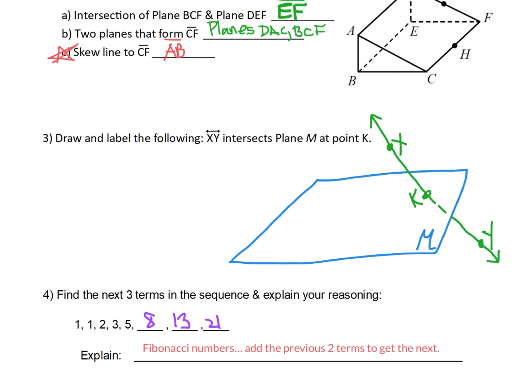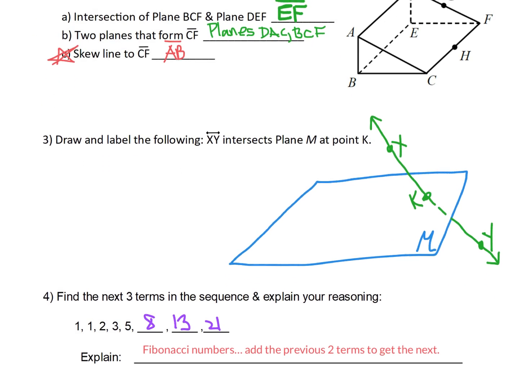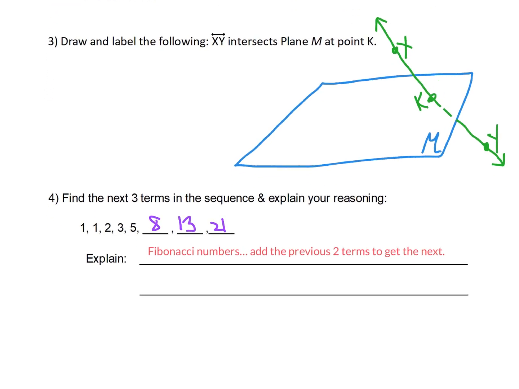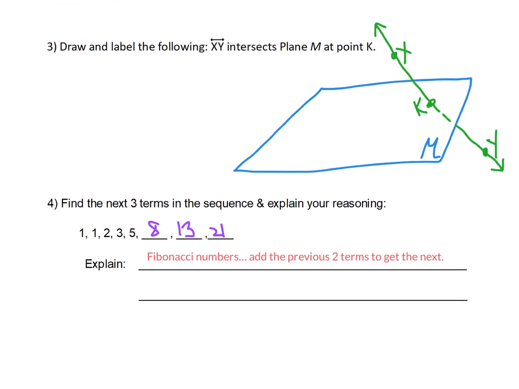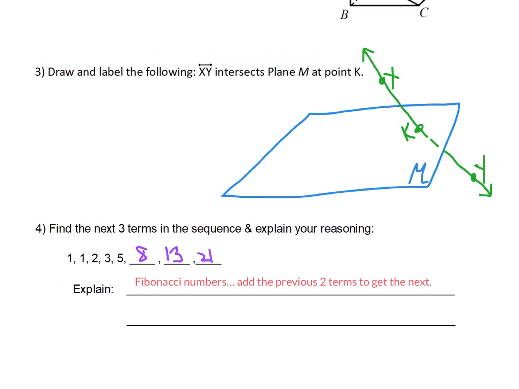This is my example of a line XY that's intersecting plane M at point K. That's my example there. Number 4, extending or finding the next 3 terms in the sequence and explaining your reasoning. So this was the Fibonacci, this is the Fibonacci numbers.